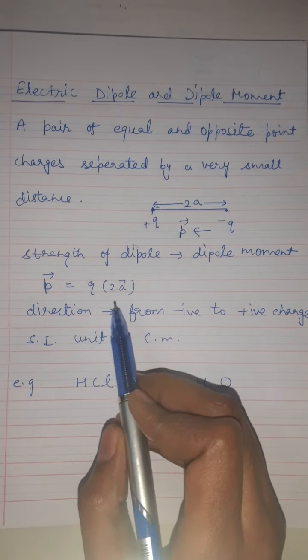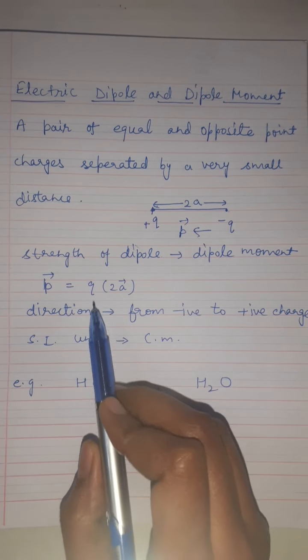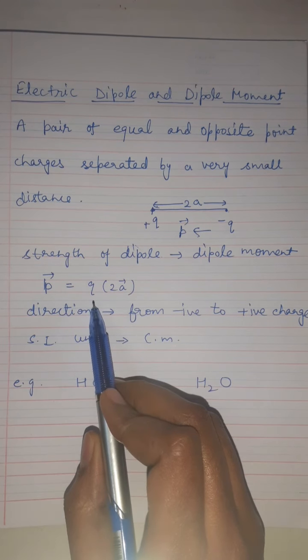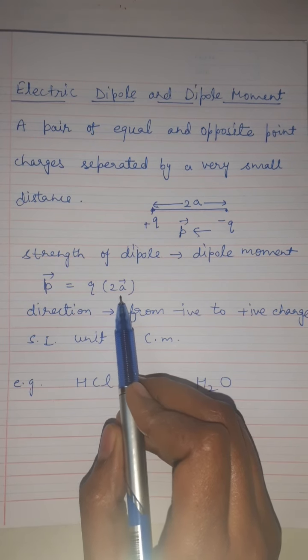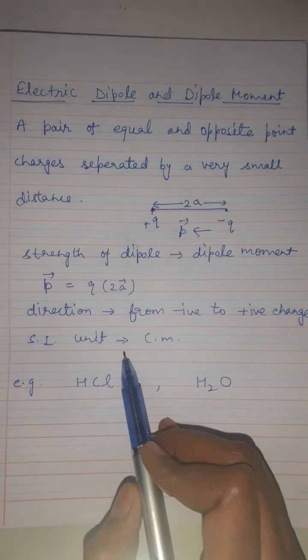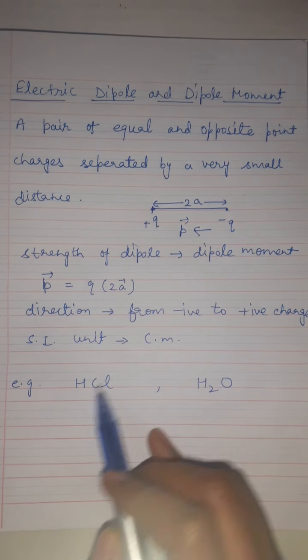From this formula, we can easily calculate the SI unit of the dipole moment. It will be equal to Coulomb into meter. Coulomb is the unit of charge and the distance is measured in meters, so meter is the unit of distance. So the SI unit of the dipole moment is Coulomb meter.